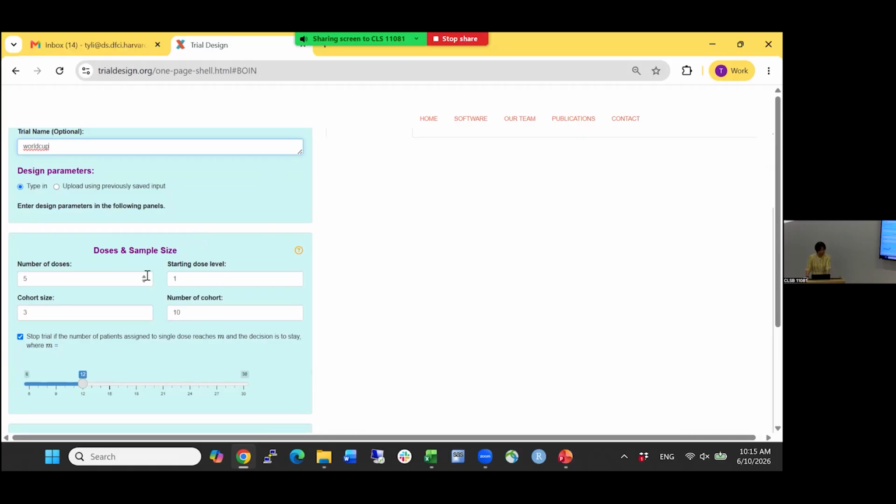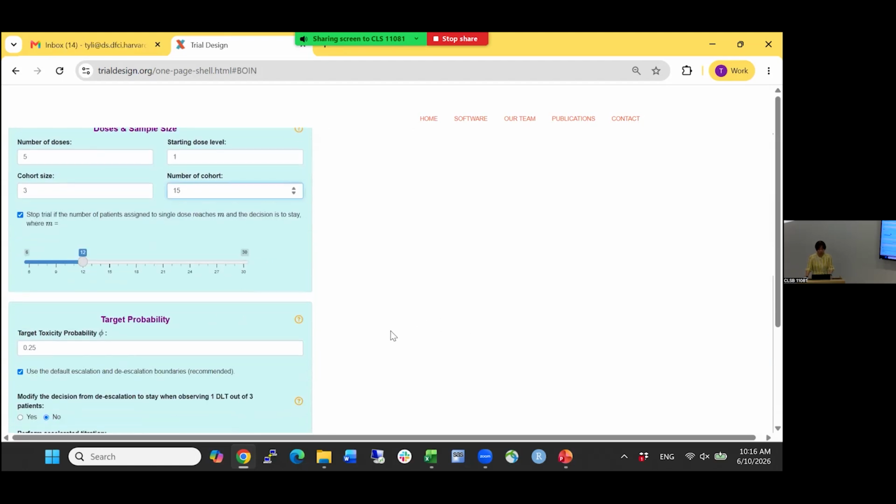Just like I mentioned previously, for this drug we have 5 dose levels, and we start from dose level 1. Here you can see you do not necessarily have to start from dose level 1; you do have choices. The cohort size is how many patients you want to enroll each time to a certain dose level. The default is 3, which is also what we usually do. We want to observe 3 patients at a time. Since our total is 45, the number of cohorts will be 15. 3 times 15 is 45.